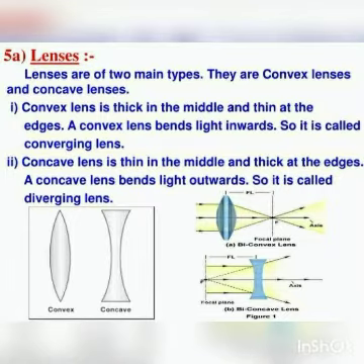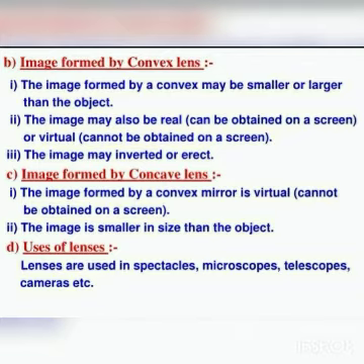Next we see what lenses are. Lenses can be divided into two types, a convex lens and a concave lens. The image formed by a convex lens may be smaller or larger than the object. The image may also be real or virtual. The image may be inverted or erect. Then what about the concave lens? The image formed by a concave lens is virtual. The image is smaller in size than the object.